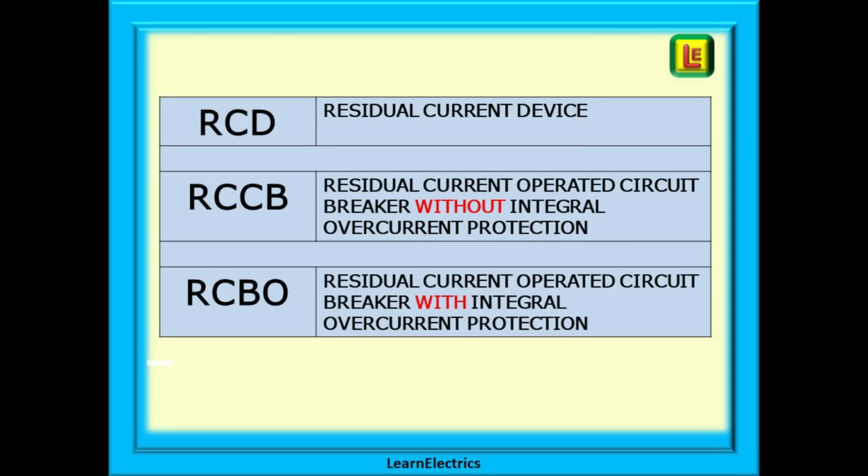The RCCB is a residual current operated circuit breaker without integral overcurrent protection, often called residual current circuit breaker. Notice those words, without overcurrent protection. Whilst the RCBO has the full title, residual current operated circuit breaker with integral overcurrent protection, or simply called residual current breaker with overload. Again, the key words are with integral overcurrent protection. It comes with this built into the device.